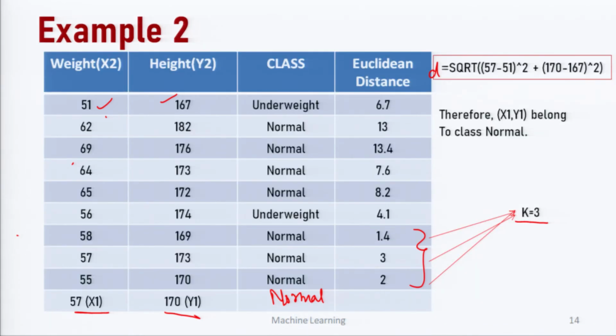So, this is how we apply the KNN algorithm on a data sample to predict the class. It is a classification kind of problem.